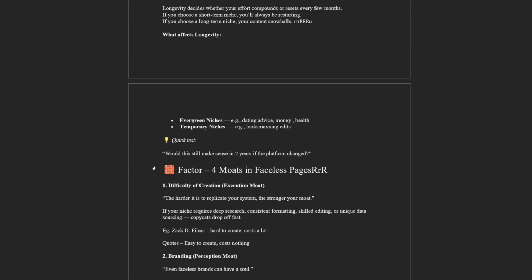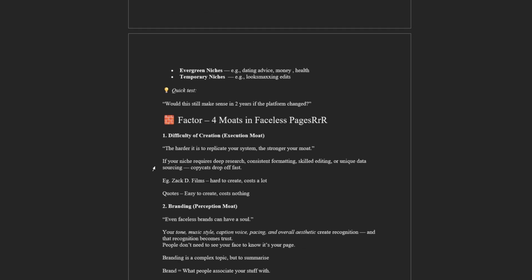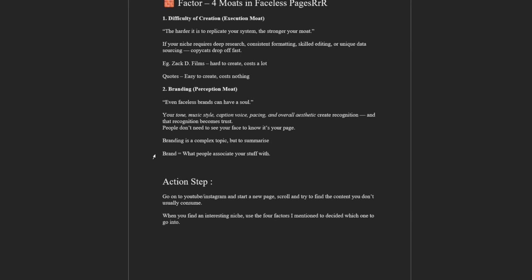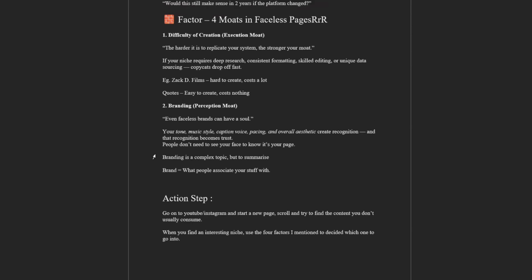Now let's talk about the fourth factor, which is moats and faceless pages. Moats are competitive advantages which separate you from the competition. According to me, moats in faceless pages come mainly from two methods. The first one is, how difficult is your content to create? It's basically the execution moat. The harder it is to replicate your system, the stronger your moat. If your niche requires deep research, consistent formatting, skilled editing, or unique data sourcing, copycats drop off fast. Something like Zagdi Films is quite hard to recreate. It takes a lot of money to recreate, and therefore it's low competition.